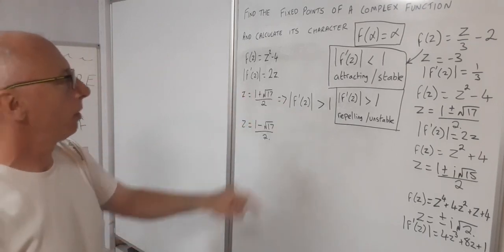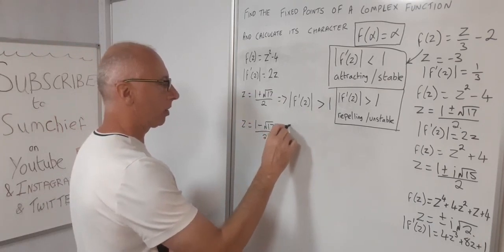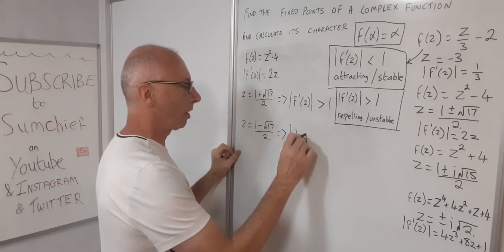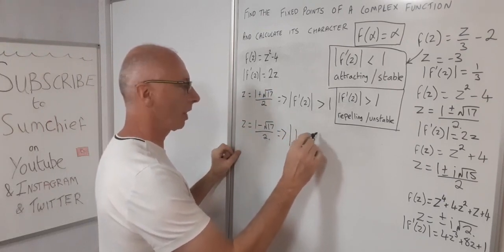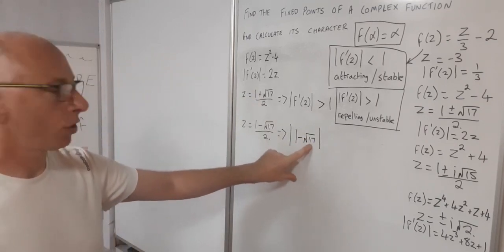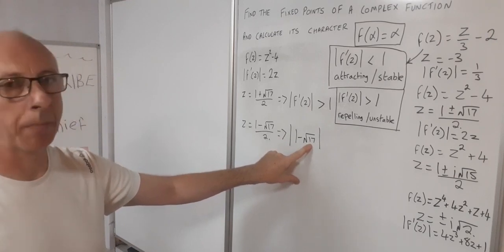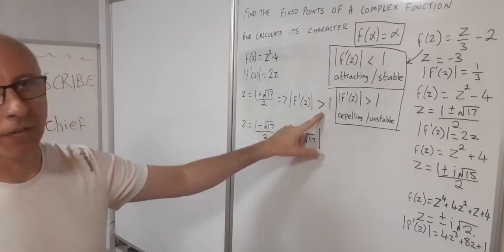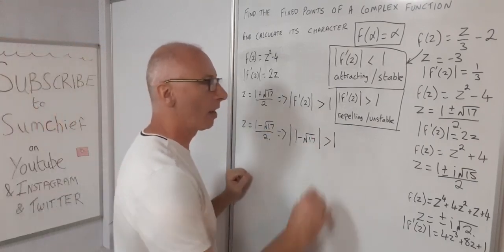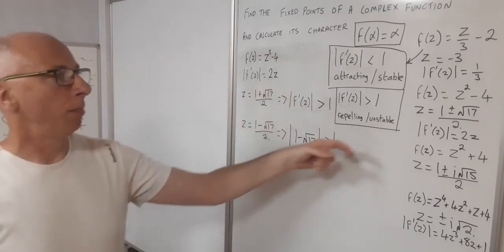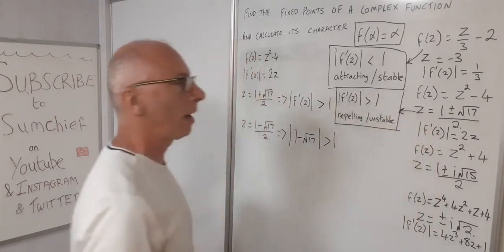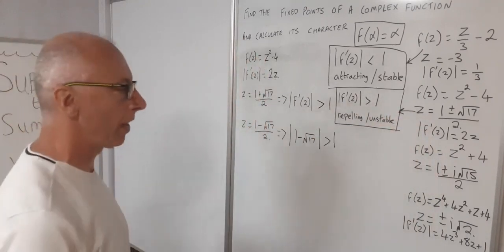Now if we look at the value of our derivative, let's be careful how we plug that in. We need to multiply this by 2. So we want the absolute value of 1 minus the square root of 17. The square root of 17 is just over 4, so 1 minus something just over 4 gives us about negative 3. Take the absolute value, and it's going to be greater than 1. So again, this is greater than 1. Therefore, both of these fixed points are repelling and unstable. So that takes care of that function.